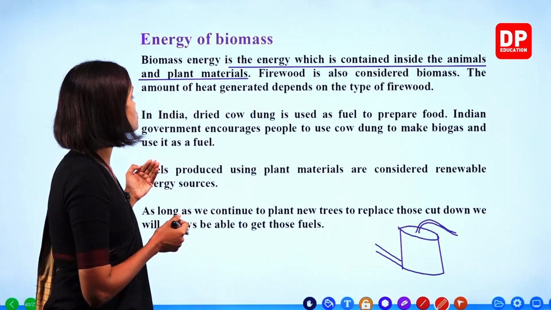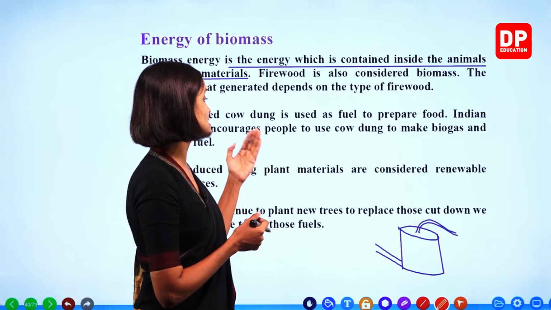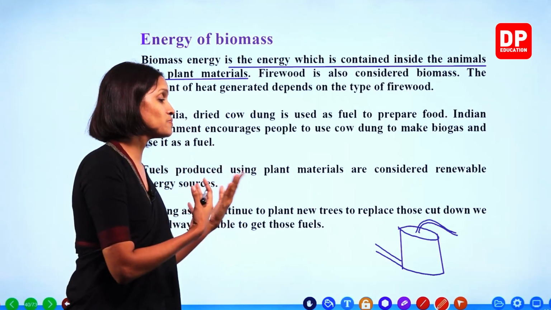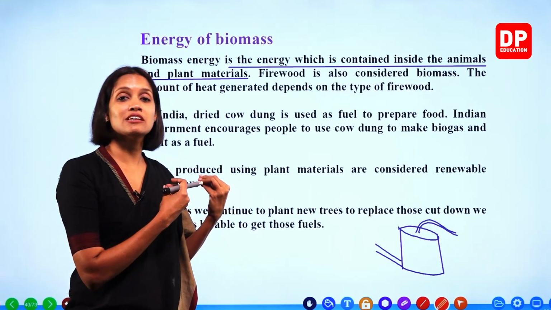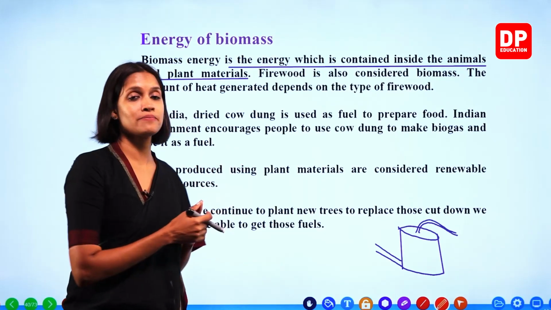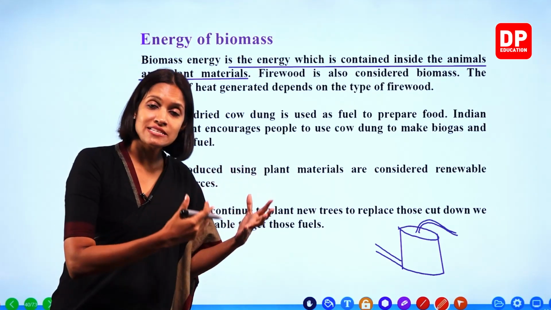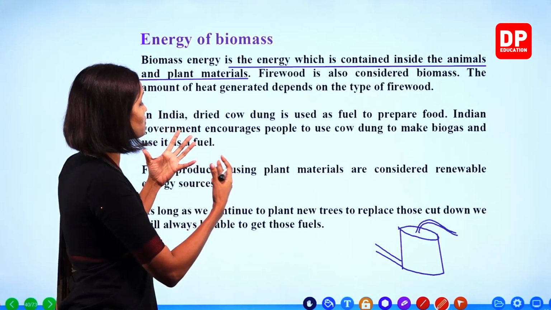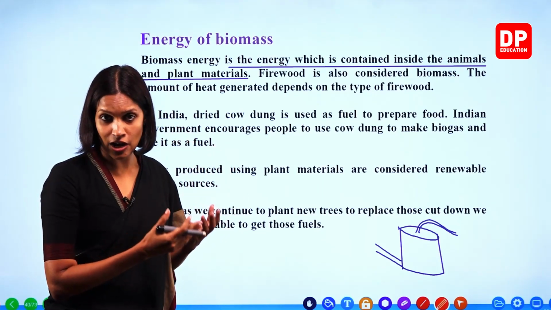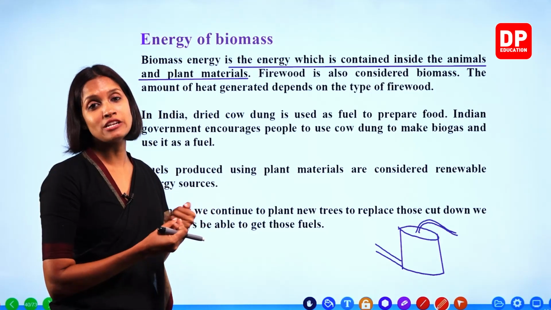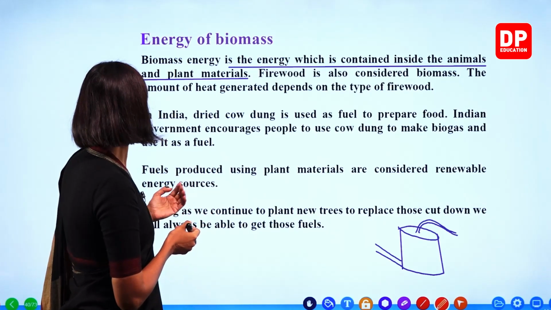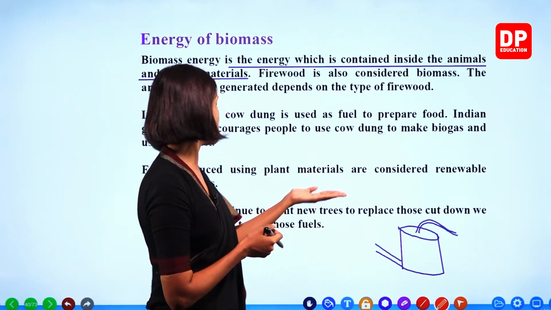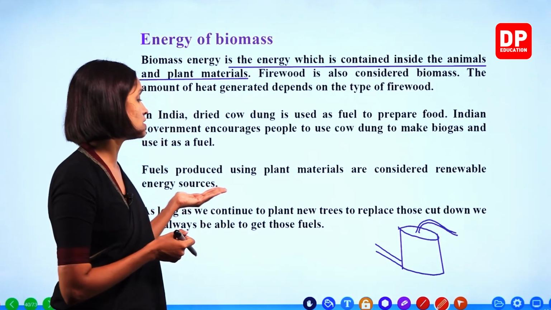So fuels produced using plant materials are considered renewable energy sources, because when it comes to biomass and biogas, these can be considered as fuel. They are made by plants. Right? Plants are something renewable. Therefore, the energy contained in biomass and biogas is also considered a renewable energy source. As long as we continue to plant new trees to replace those cut down, we will always be able to get those fuels.